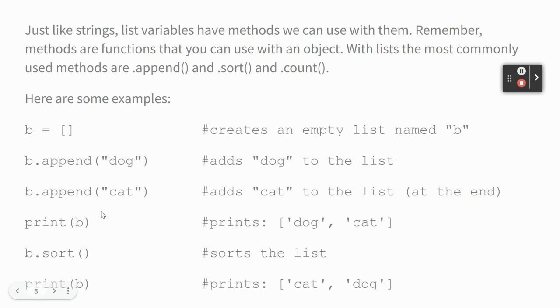So here's a little series of commands. You can also sort a list. So b.sort, and you have to have the parentheses. When you say sort with open and closed parentheses afterwards, it sorts the list.